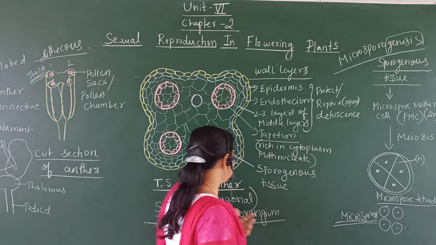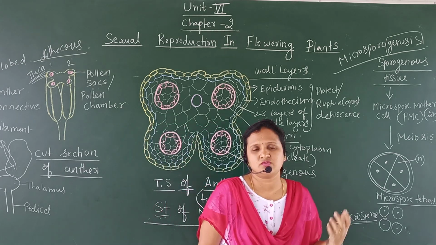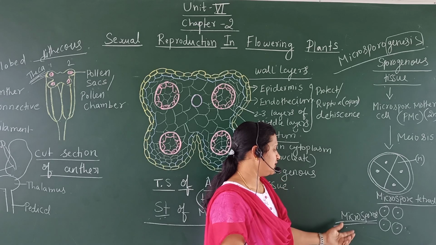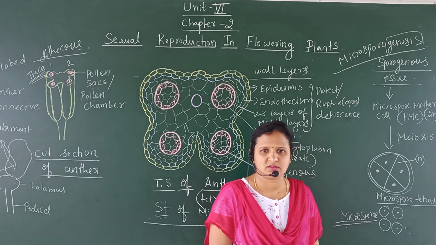So this is the structure of the anther and microsporogenesis, and this anther structure is very important. It will be asked as a major question, that is 5 marks. How the pollen grains will be developed, we'll discuss in the next session. Thank you.